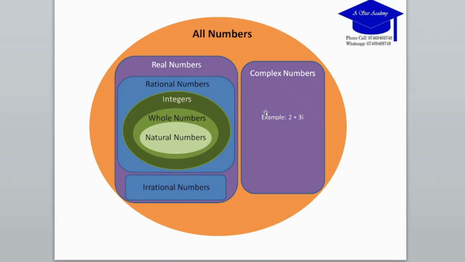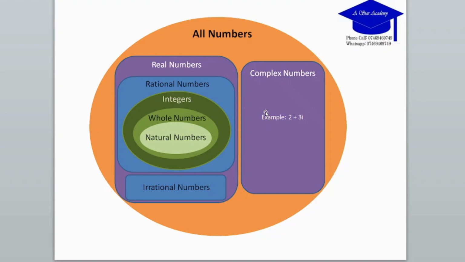When we show the big picture, all the numbers can be divided into real numbers and complex numbers. Now real numbers can be divided into rational numbers and irrational numbers. Rational numbers have integers as their subset. So integers plus the fractions, the proper fractions I would say, constitute the rational numbers.